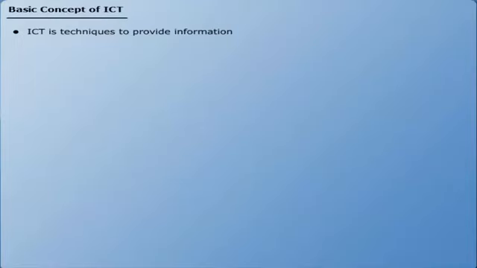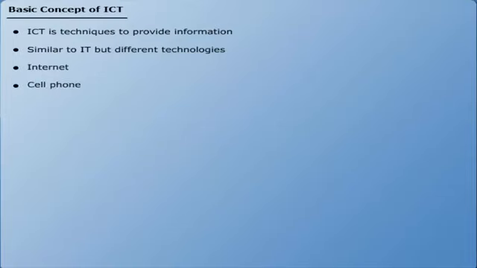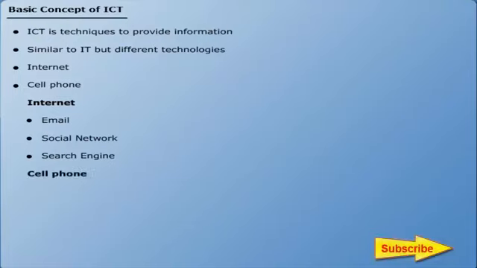ICT basically refers to those technologies which provide access to the information by means of telecommunication. It is very similar to IT, information technology, but it focuses mainly on different communication technologies. Internet and cell phones are the best examples of communication technologies and also the best communication mediums today. Internet provides a lot of facilities to the users through various ways such as email, social networking websites, for example, Facebook, Twitter, or LinkedIn, or numerous search engines like Google and Google Scholar.